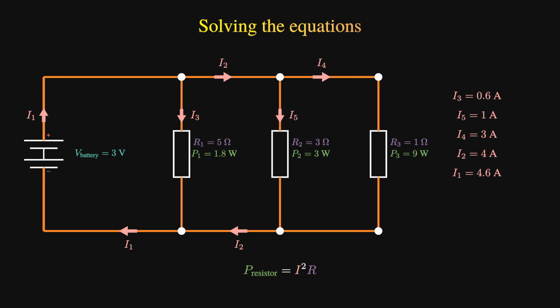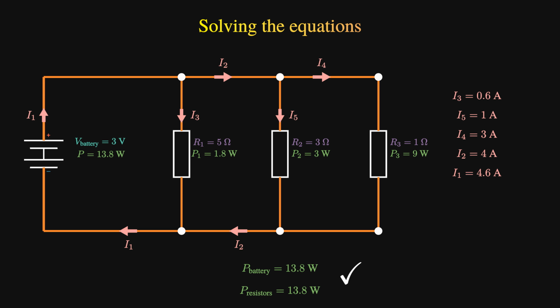A good way of testing whether you're on the right track is to find the power provided by the battery. This is simply V times the current through the battery, which in this case is I1. If we do this, we find that the total power provided is 13.8 watts. As we know, energy cannot be created or destroyed, so the power in must equal the power out. The power out of our circuit is simply the sum of the power expended by each resistor, which we find equals the power in. If the total power in does not equal the total power out, you've gone wrong somewhere, as you are breaking the laws of physics.